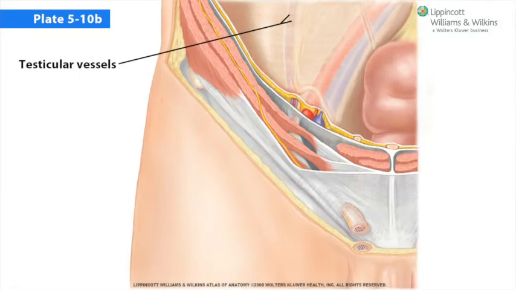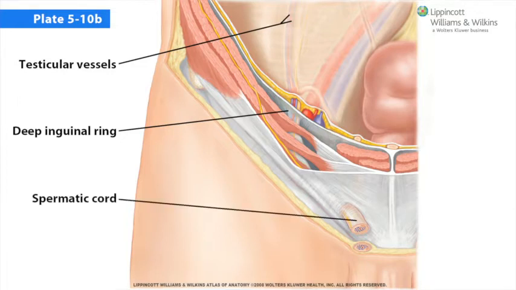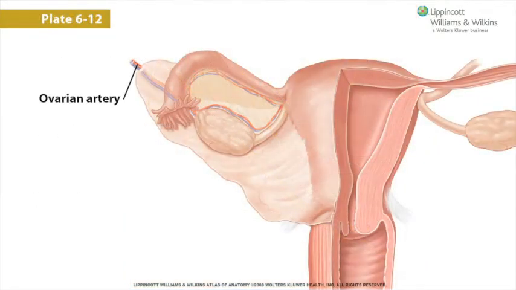The testicular arteries enter the deep inguinal ring to pass into the inguinal canal and become invested in the spermatic cord, which was further described in the Solid Anatomy lecture on the anterior abdominal wall. The ovarian artery runs to the ovary in the suspensory ligament of the ovary, a peritoneal ligament that helps anchor the ovary to the lateral wall of the pelvis.